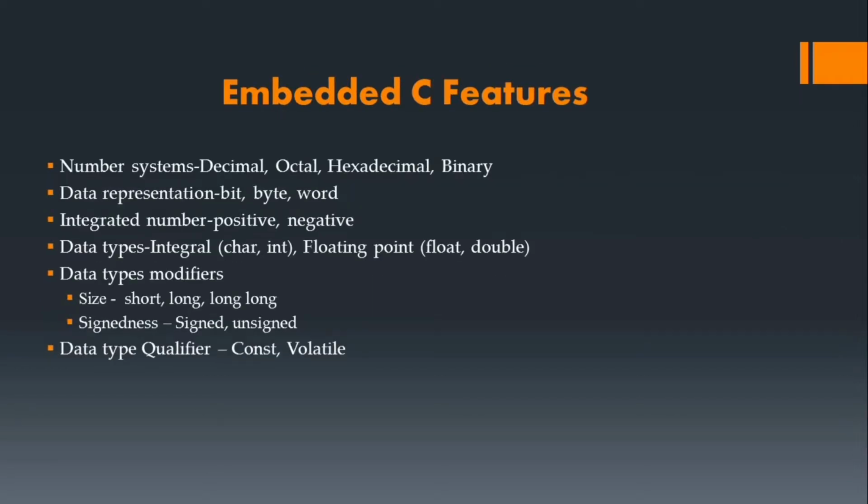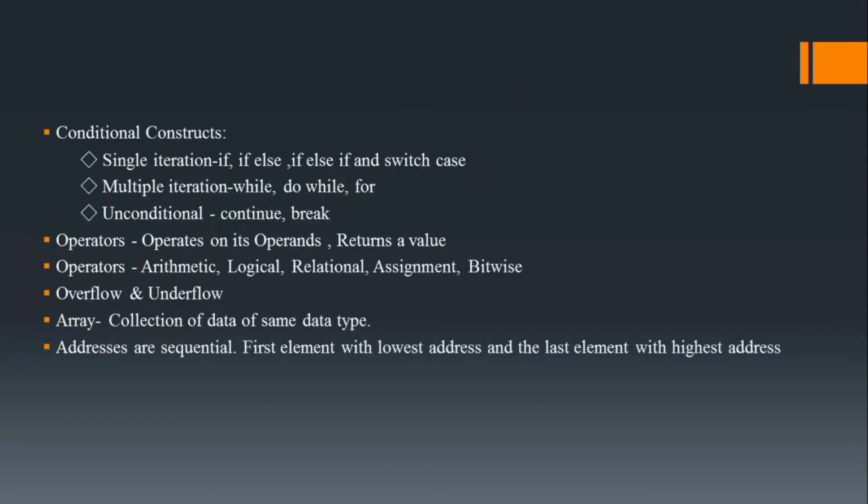And then next, embedded C features: number system, that is decimal, octal, hexadecimal, and binary. Data representation, that is a bit, byte, and word. Integer numbers, that is positive and negative numbers. Data types, that is integral, float, and data modifiers. Size may be short, long, and long long. And then sign, signed and unsigned. Data type qualifiers, that is constant and volatile. Conditional constructs, that is single iteration, multiple iteration, and unconditional.